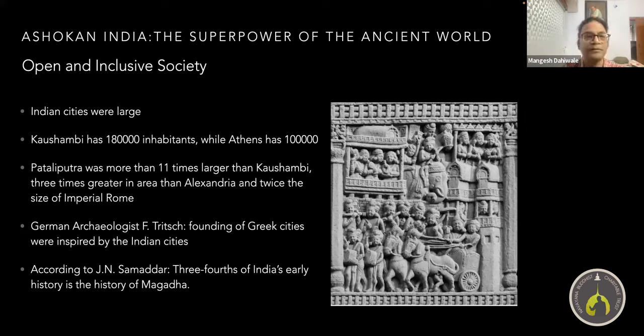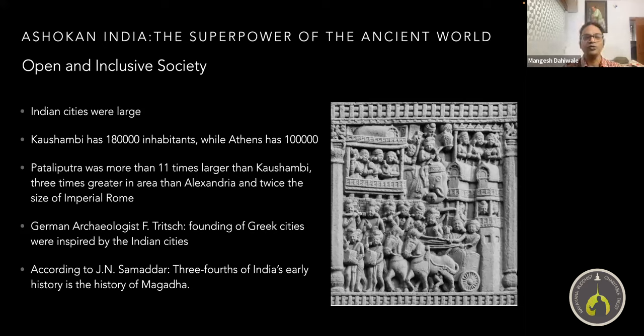like a wildfire. Now, to give you an example of how important the Ashokan state was, Indian cities were very large, the largest in the world. As you can see from these numbers, Kaushambi, one of the biggest cities of the time, had 180,000 inhabitants, while Athens had only 100,000 inhabitants.